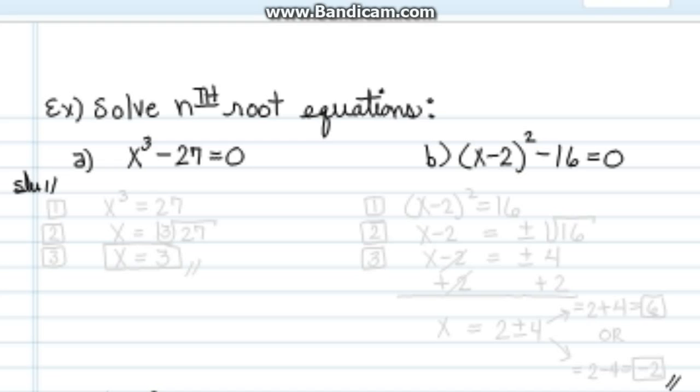So just keep in mind, if your answer turns out to be the even indexed root of a negative number, your answer is not going to be a real number. It's going to be an imaginary number. And that's what we remember from our past studies in algebra.